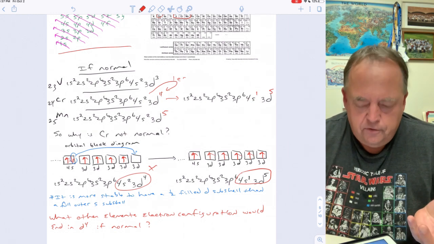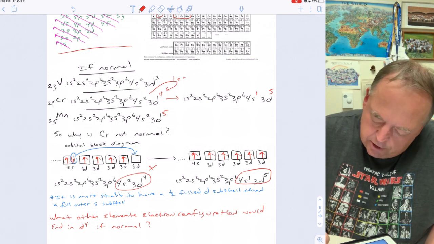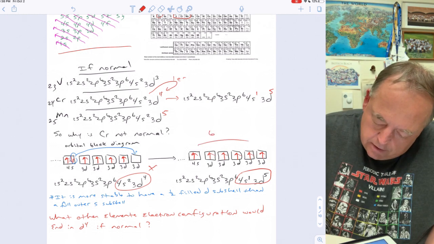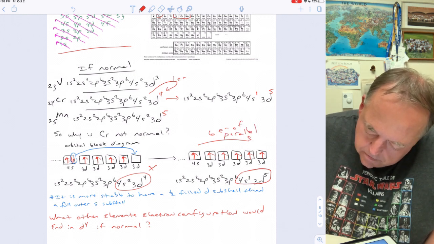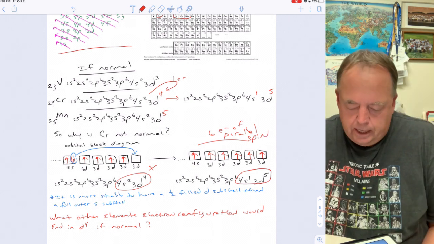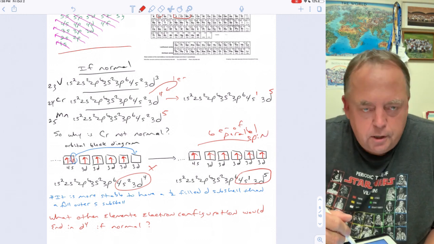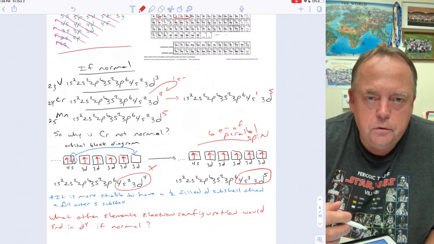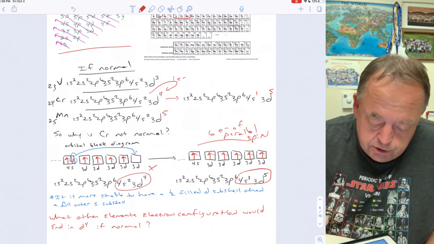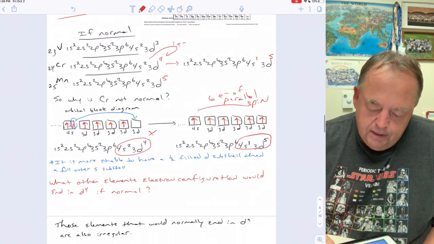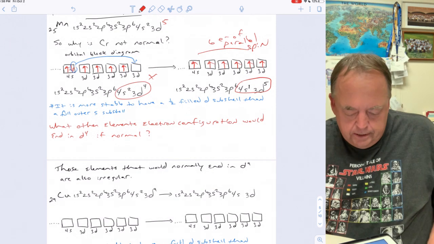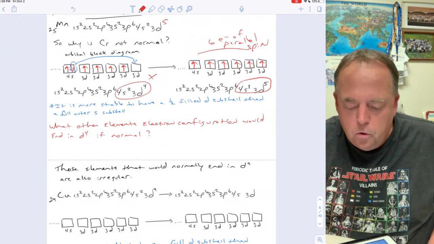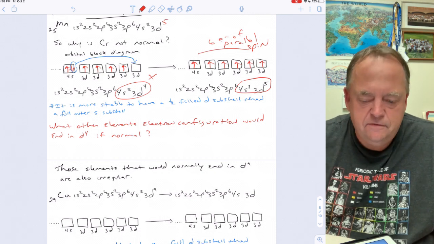So it's all in terms of stability. What is more stable for the element? So in this case here you have 6 electrons of parallel spin. And so that's more stable than having 4 electrons of parallel spin in the filled s subshell. So basically, if an element would normally end in d4, it may not be normal because it may prefer to be s1 d5 instead.